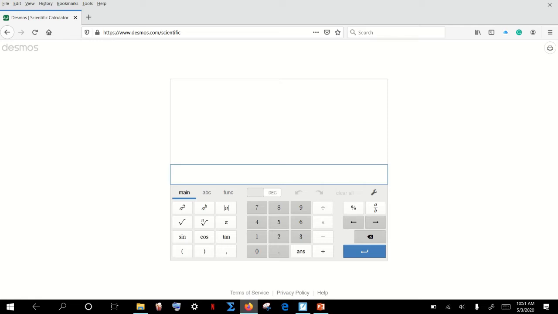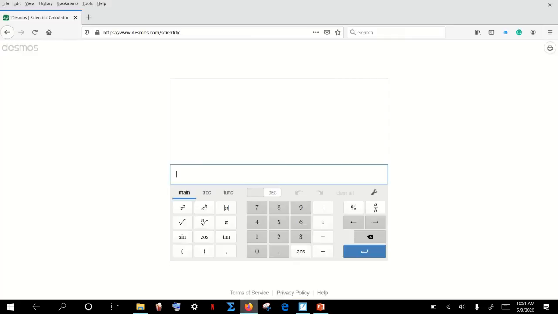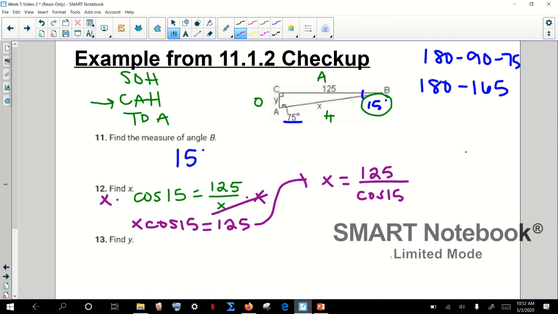So I recommend going to the Desmos scientific calculator because you can see down here on the left side we have sine, cosine, and tangent, and we can calculate those values. So looking back, we want to do 125 divided by the cosine of 15 degrees. So 125 divided by the cosine of 15 degrees, close that parenthesis, and my answer shows up on the right side. That's 129.4, let's say. So x is going to be 129.4, or you could see 0.41. I don't remember what it said to round to.